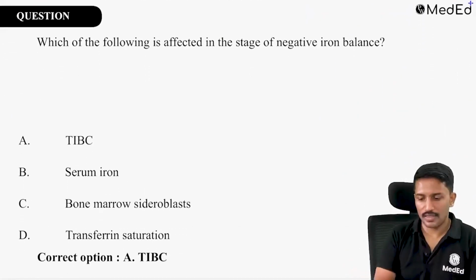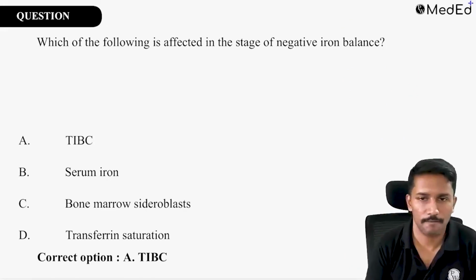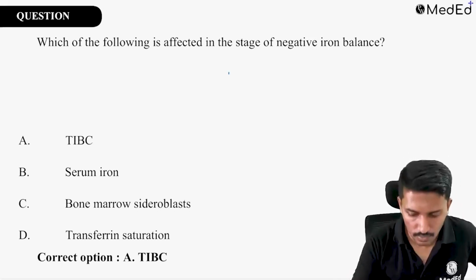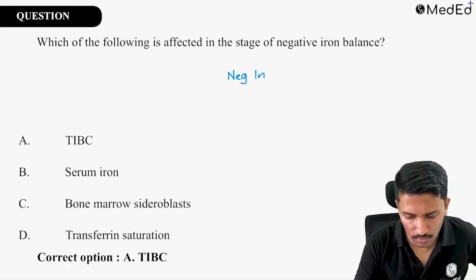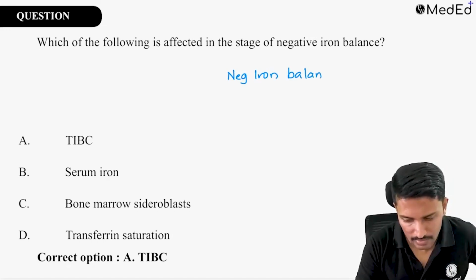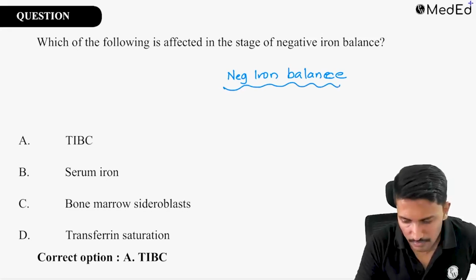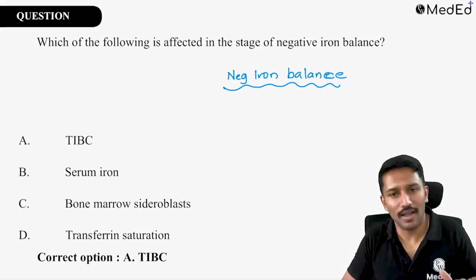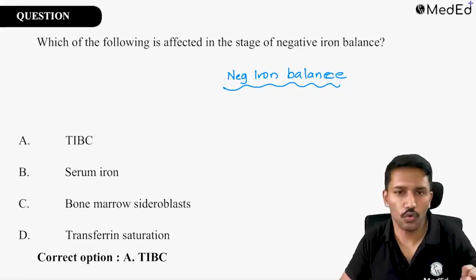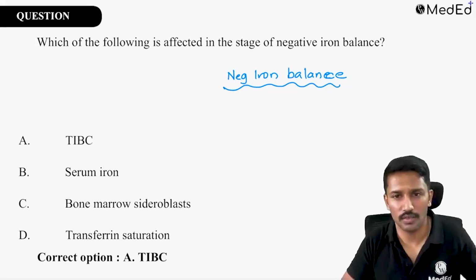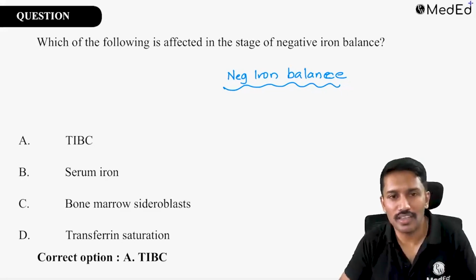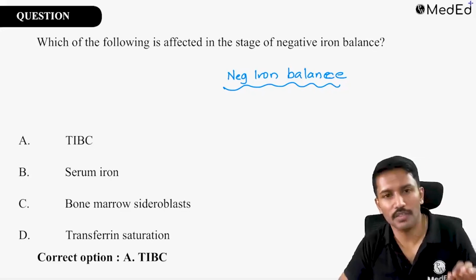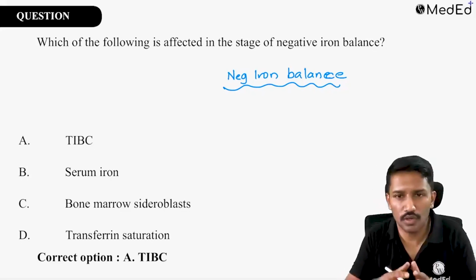Which of the following is affected in the stage of negative iron balance? Okay, now when we talk about the iron metabolism, what we know is that first stage of iron deficiency is what we call as negative iron balance. Now at this point of time, in the stage of negative iron balance, mostly what happens is you have lesser quantity of iron than you need. Okay, but not so low that your ferritin stores are depleted, right? So basically what happens is your transferrin saturation starts decreasing, right? And if the transferrin saturation is decreasing, what will happen to the total iron binding capacity?